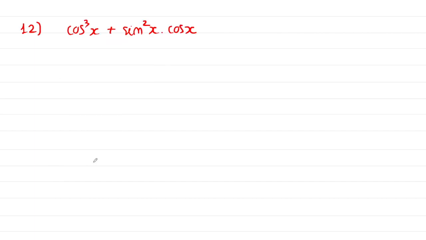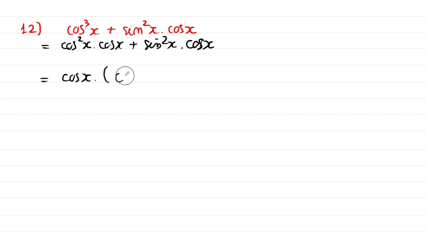Cos cubed x plus sine square x times cos x. Okay, cos cubed means cos square times cos x plus sine square x times cos x. So apply factorizing in algebra. You can take common factor cos x outside. The inside bracket you get cos square plus sine square x, and cos square plus sine square equals 1. So the final answer for this question is only cos x. We are done.